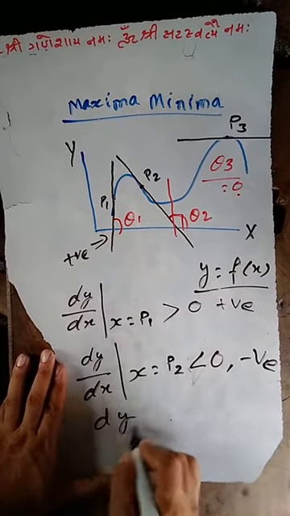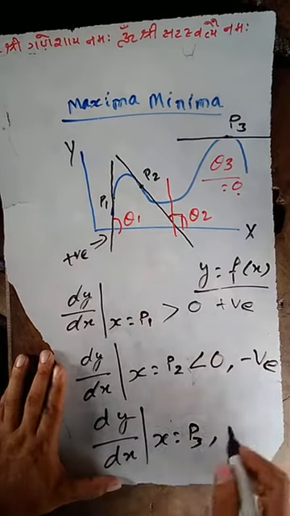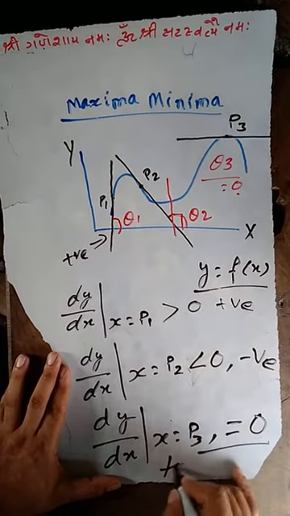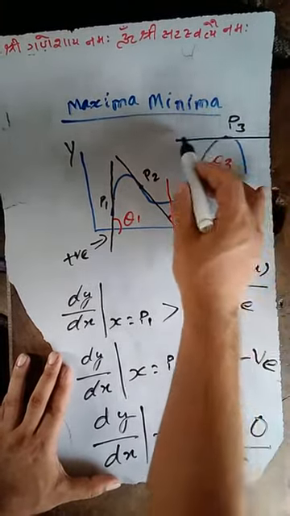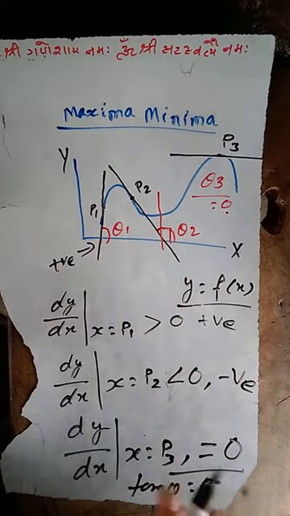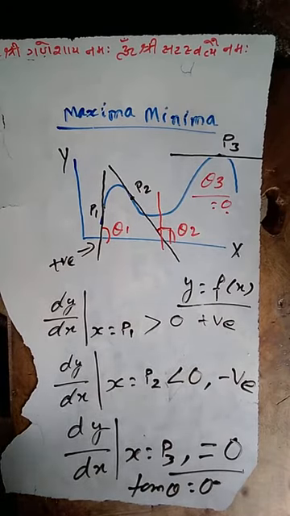Again dy by dx at the point x equal to P3 is equal to 0, because tan 0 degrees is equal to 0, and theta is 0 degrees since parallel lines mean a 0 degree angle. So this was the value of dy by dx, and dy by dx is actually the slope of the tangent to the curve at a point. So we got what dy by dx is in the graph, whether it is positive or negative.